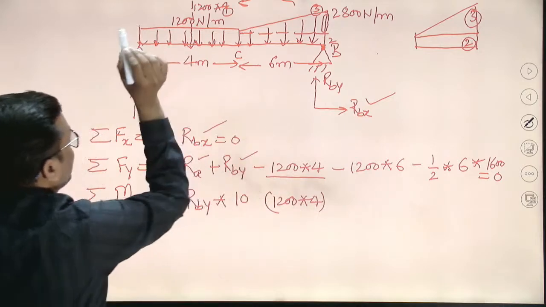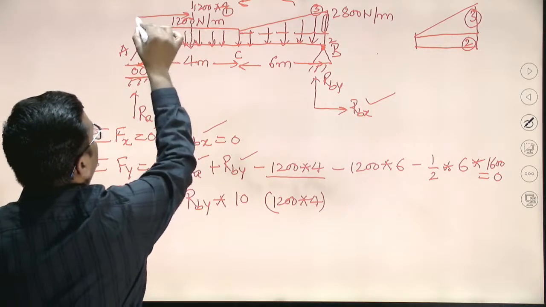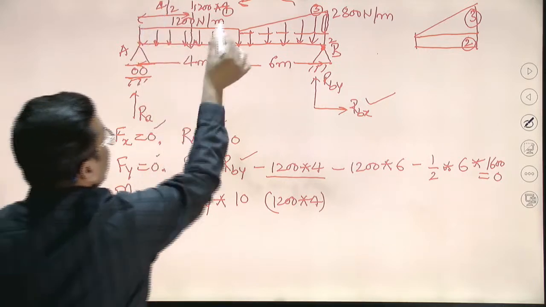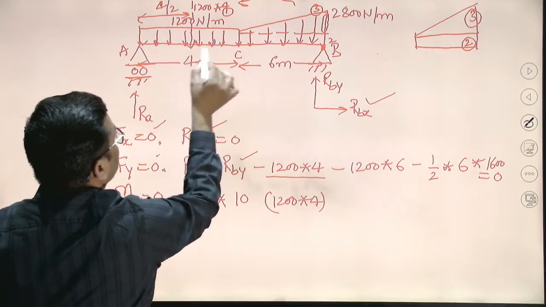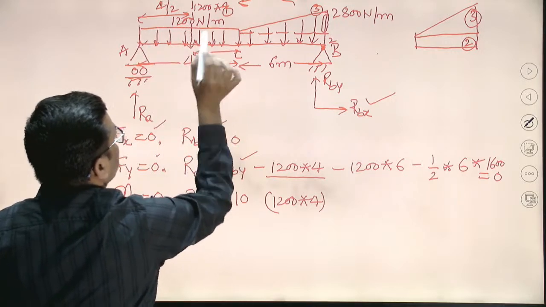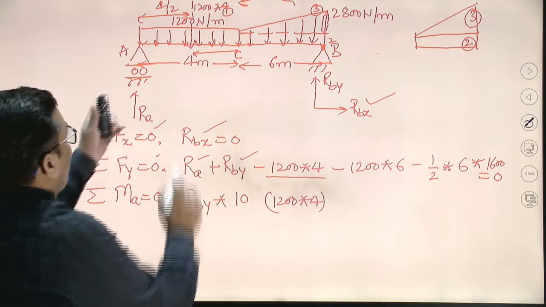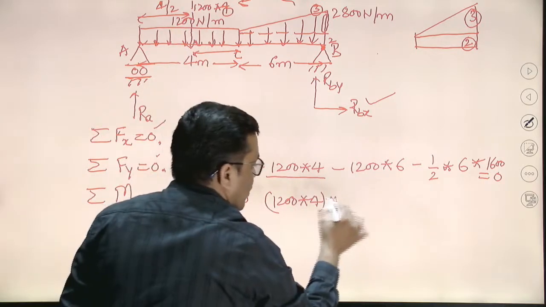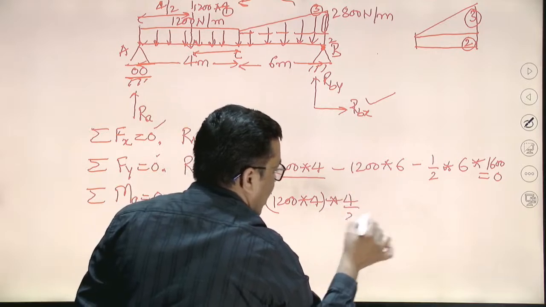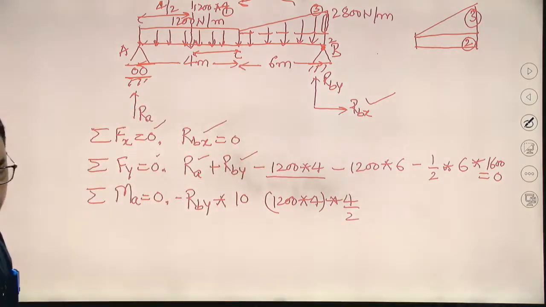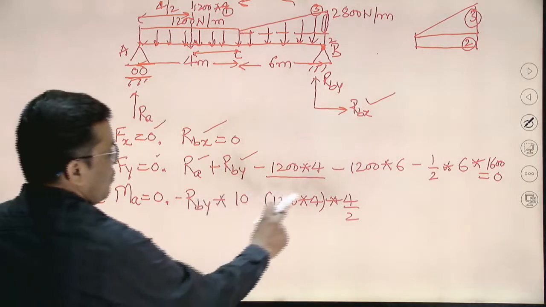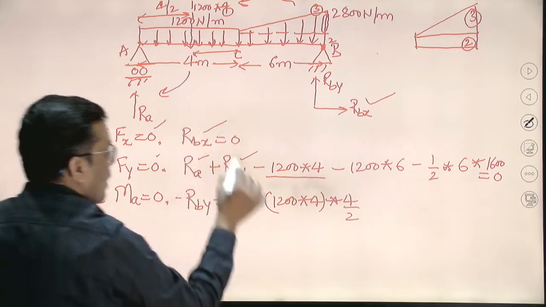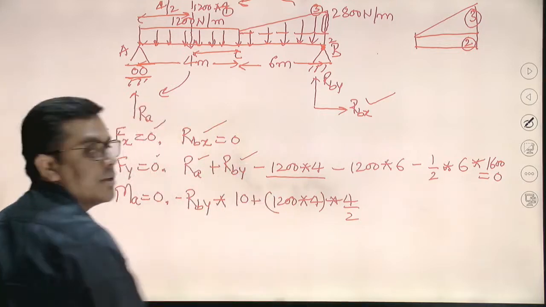So 1200 into 4. How far it is? Obviously, it will be at the midpoint of this. So 4 by 2 from A and 4 by 2 ये भी होगा. मैं मोमेंट कहाँ ले रहा हूँ भाई? A point के about. So what will be the distance? 4 by 2. ध्यान से देखते जाइएगा. Wherever you are getting any difficulty, please write in chat box. Okay. 1200 into 4 into 4 by 2. This is tendency of rotation clockwise. I am taking it positive.